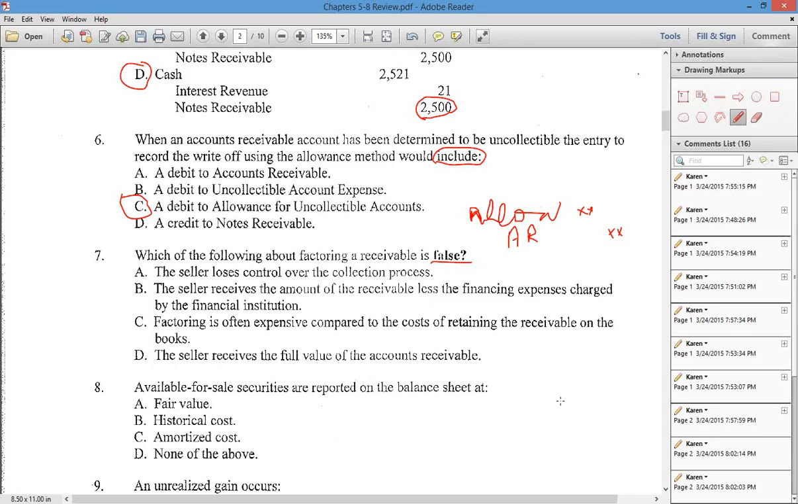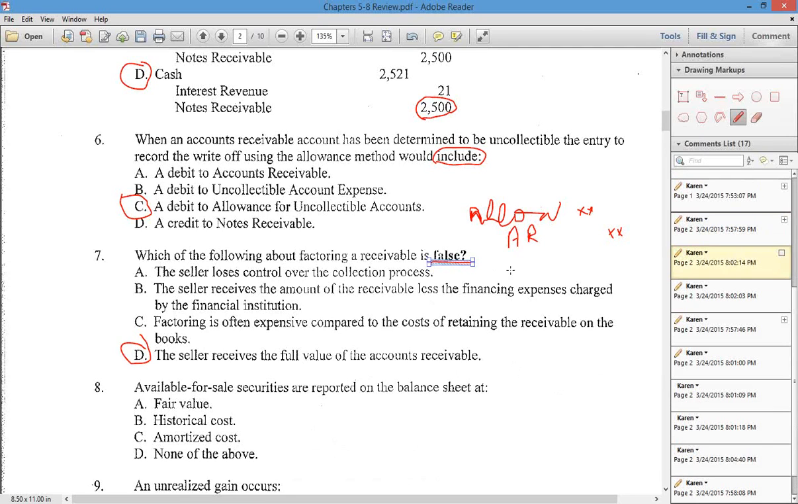If we look at D, I said, and you told me you wouldn't want to pay me $1,000 for my $1,000 worth of receivables because they wouldn't all be correct or collectible. So with that said, the answer would be D. The seller receives the full value of the accounts receivable is the false answer. All the others are true, okay?